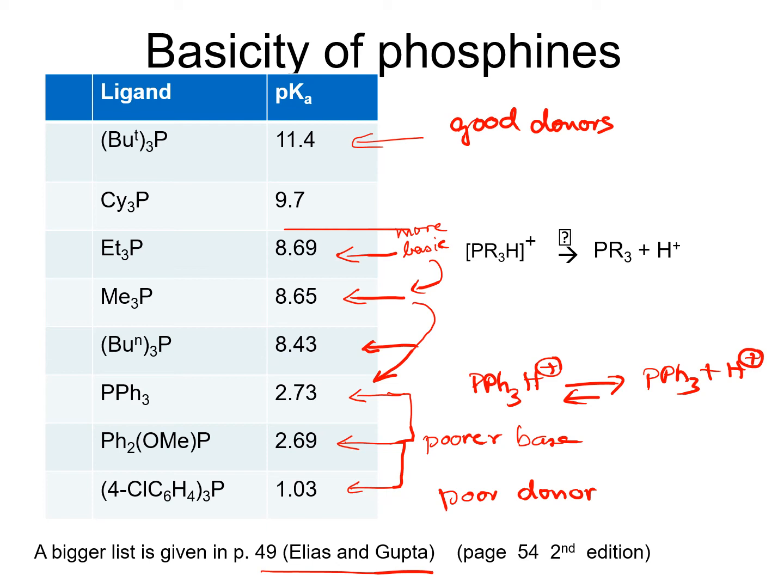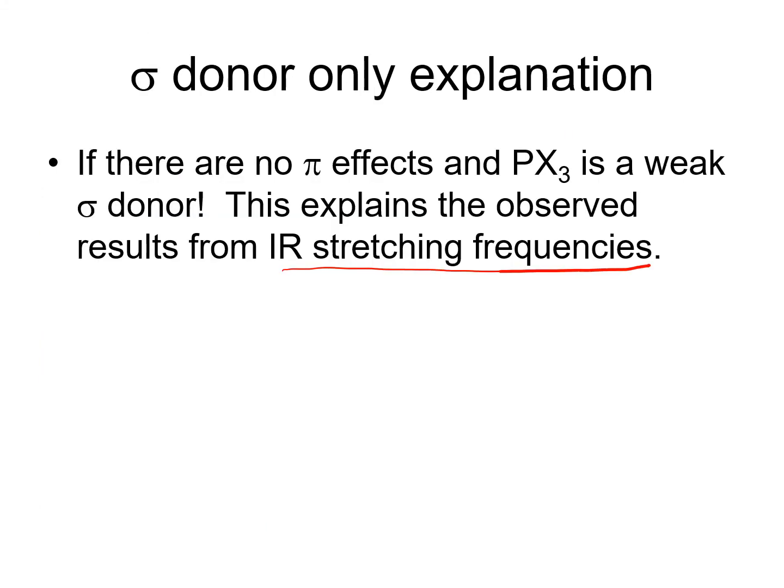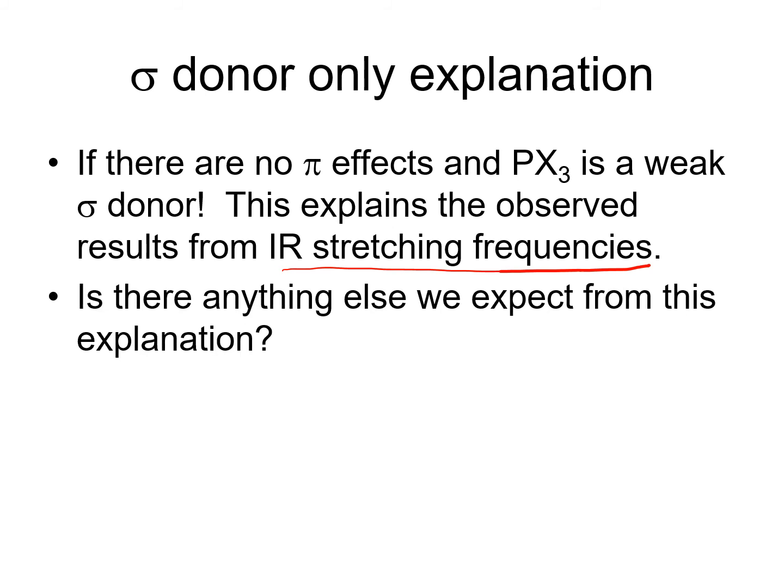So this is one method of measuring the donor capacity of the phosphine. And this is also falling in the trend that we expect. And it seems to be a good measure of the ability of the phosphine to attach itself to a proton. Now, the sigma donor only explanation suggests that there are no pi effects at all. And if PX3 is a weak sigma donor, then the electron density on the pi star of the trans carbon monoxide is less, and so the carbon monoxide stretching frequency is high. And this seems to explain most of the values that you observe.